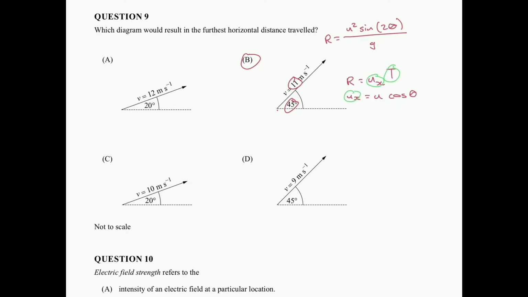So time is equal to 2u sine theta over g. So let's have a look at where we get that from. This is going to come from, or the t is derived from, one of your other kinematic equations: Vy is equal to gt plus uy.